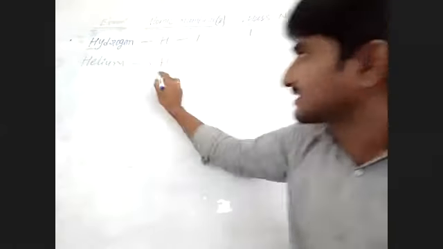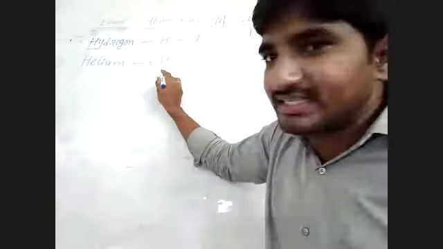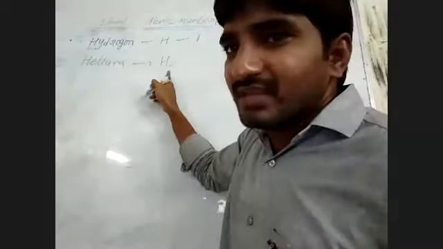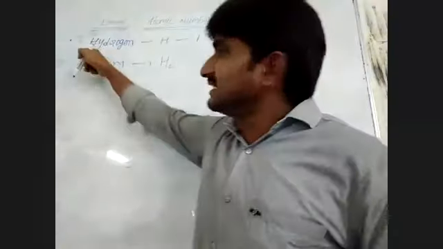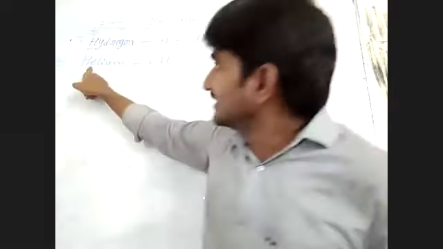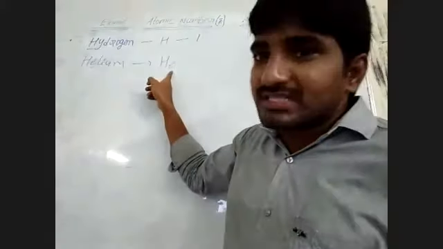So that's why the first letter is a capital letter and the second letter is small. So the symbol of helium is He. The symbol of hydrogen is H. This is a first term symbol, and this is also a second term symbol. Why, sir? Because it is written as a second term, that's why it is called the second term symbol.